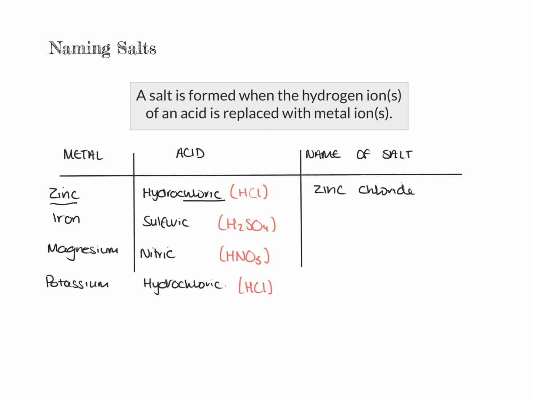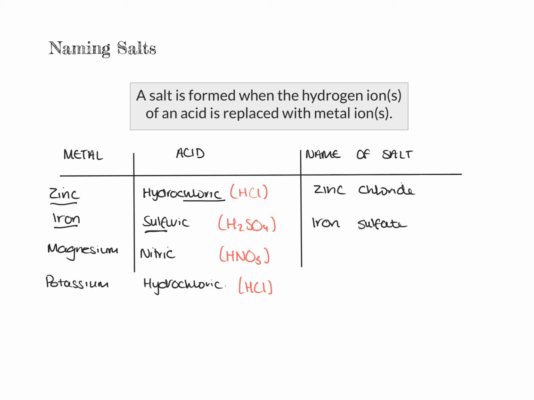The second one, we've got iron and sulfuric acid. So we're going to get rid of the H and we're going to leave this SO4, and SO4 is called sulfate. So instead of essentially hydrogen sulfate, sulfuric acid, what we'll have instead is iron sulfate. So iron is from the name of the metal, and sulfate, there's a clue in the name of the acid, it's here.